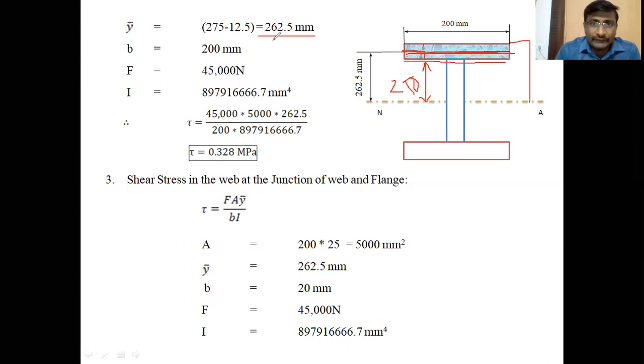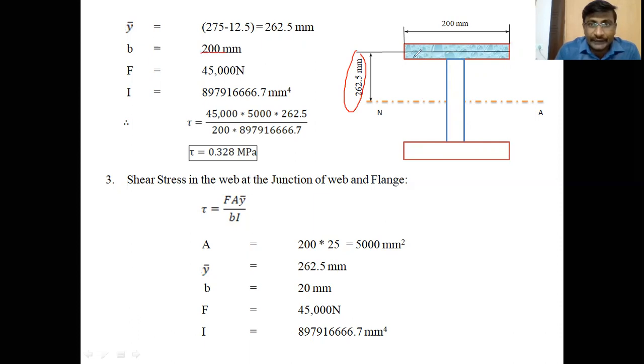Otherwise, we should know that ȳ value. So the ȳ value is 262.5 mm. That is the distance of the center of gravity of the shaded area from the neutral axis. It is located in the diagram. So 262.5 mm. Dear students, the remaining parameter in that formula, F A ȳ / (B I), is the B value.